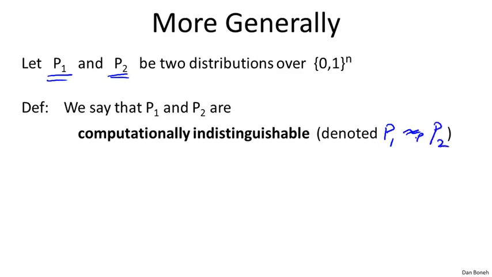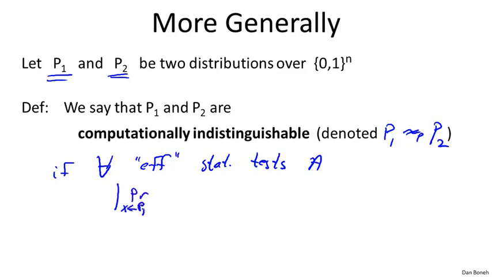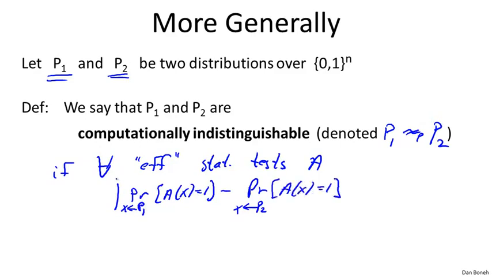This means that in polynomial time, P1 cannot be distinguished from P2, and we'll say that they're indistinguishable, just as before, if for all efficient statistical tests A, it so happens that if I sample from the distribution P1 and give the output to A, versus if I sample from the distribution P2 and give the sample to A, then A behaves the same in both cases. In other words, the difference between these two probabilities is negligible. And this has to be true for all efficient statistical tests.